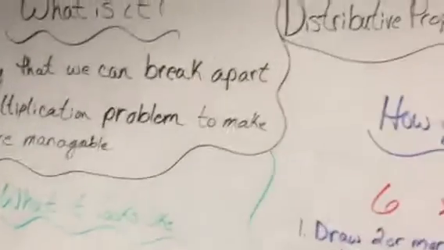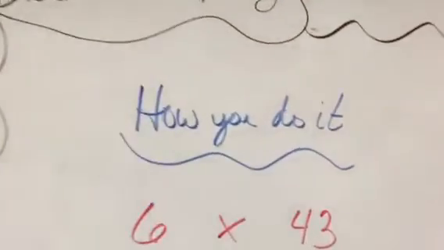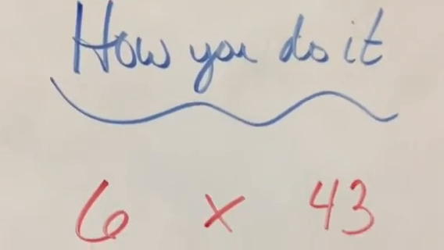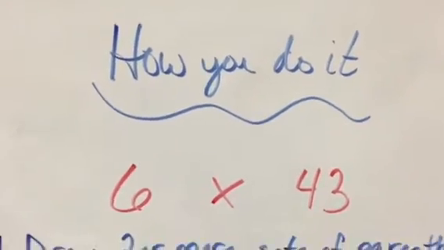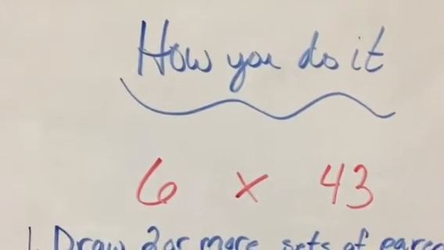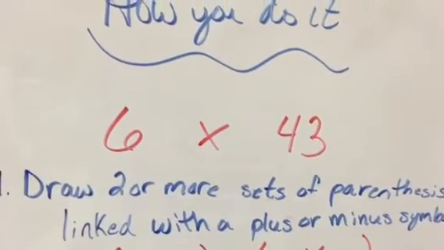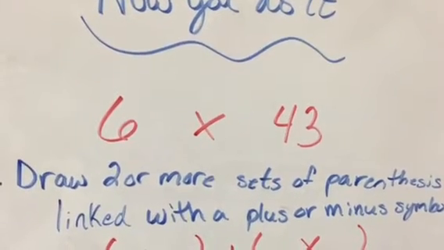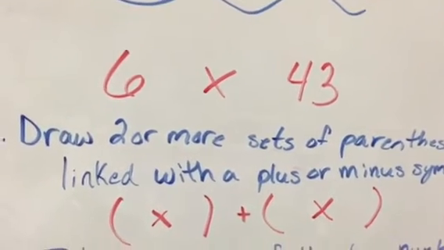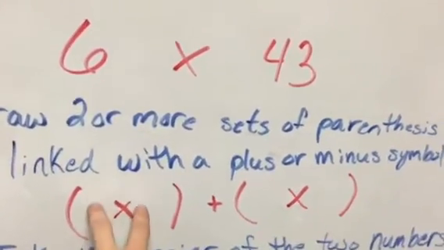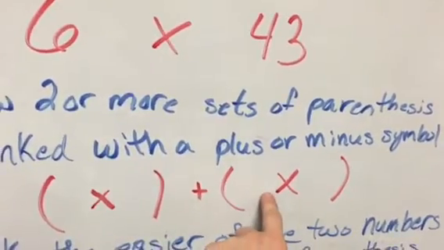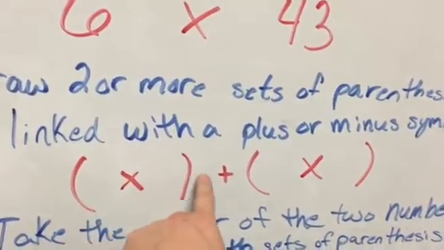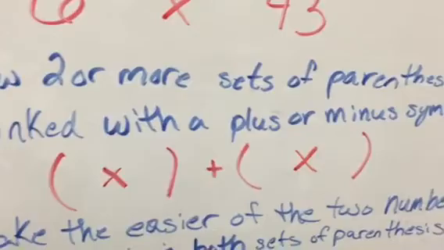But I think it's really important, whoa, sorry about that, to know how you did it. So let's find out, how do we do this thing called the distributive property? So let's say we get the problem 6 times 43. First, we draw 2 or more sets of parentheses linked with a plus or minus symbol. So here's one, and it's linked together to the second one. So I'm going to have something times something plus something times something.